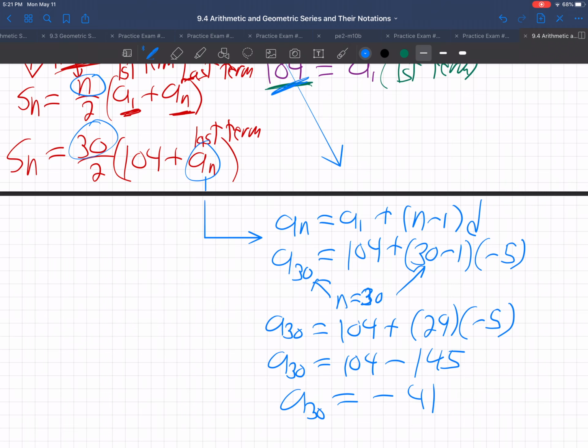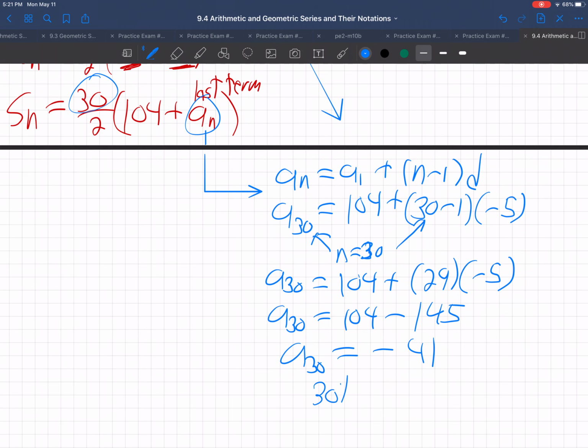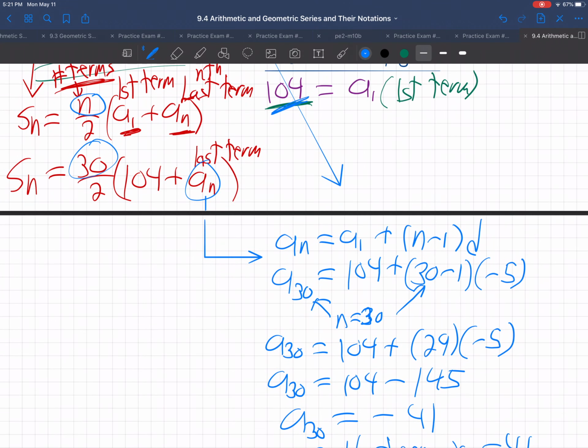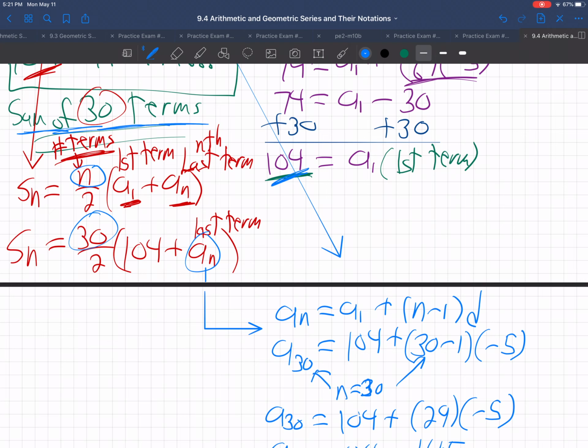So that's the 30th term in our series. 30th term is negative 41. And it's the last term in the sum. In the sum of the first 30 terms, isn't it? It's the last one in the sum of the first 30. We're adding up. We're using this formula. We're trying to find the sum of the first 30 terms. 30 is the number of terms, right? And 104 is the first term. A sub n is the last.